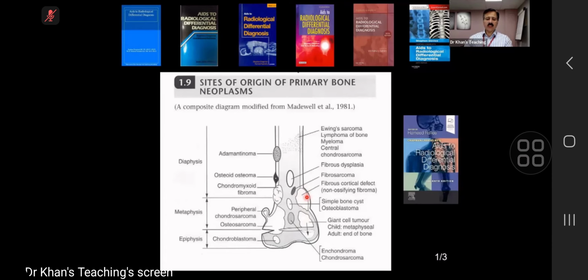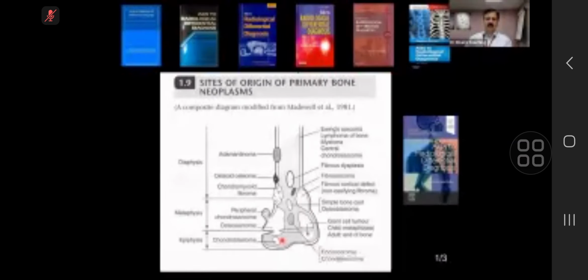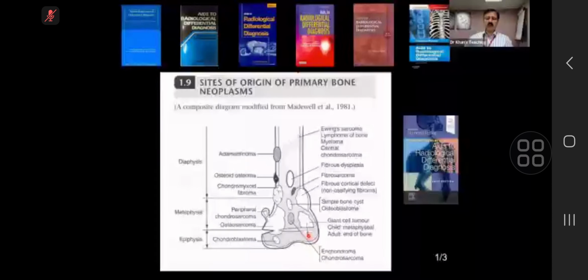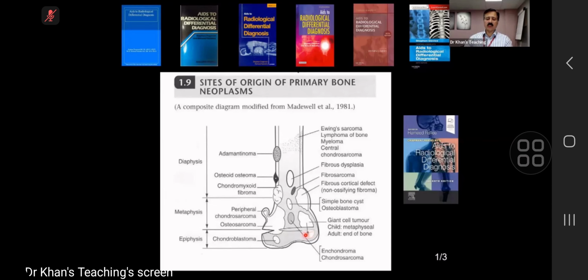And the point is that, please remember that age will change whatever is present at a particular portion. For example, look here in the epiphyses, you can see chondroblastoma, and you can also see giant cell tumor here. From the previous diagram, we know that chondroblastoma is till age of, let's say, 20, but giant cell tumor 20 to 40. So your differential will change accordingly. So these are the most important tumors as far as epiphysis is concerned.